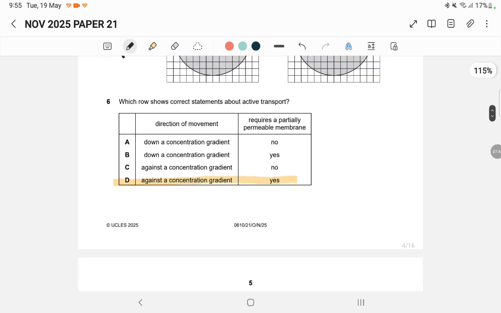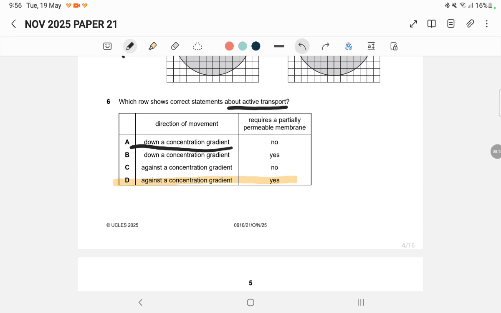Now question number 6, which row shows the correct statement about active transport? Well, active transport, as you know, requires transport against a concentration gradient, because down a concentration gradient is diffusion, and that is not the case in our question. Requires a partially permeable membrane? Yes, of course, because let me define active transport. It is a transport of ions or mineral ions against a concentration gradient through a partially permeable membrane. So you need a partially permeable membrane for active transport to function.